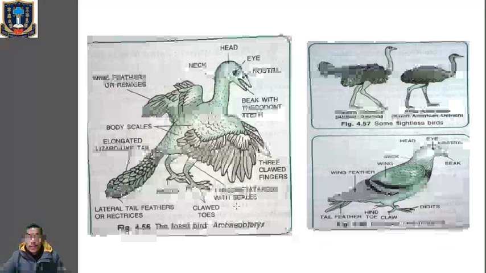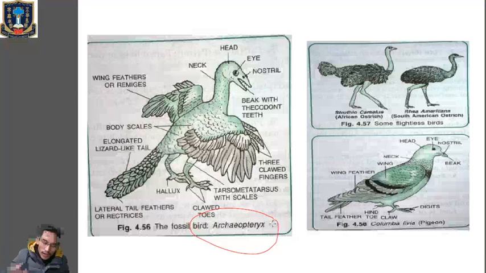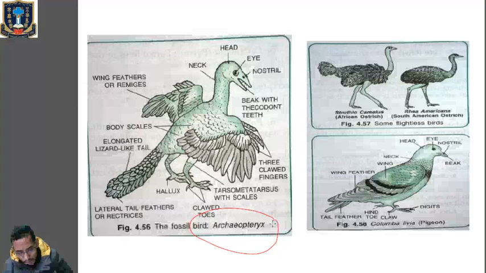Let's see the example. The first one you can see over here is Archaeopteryx. Now, what is the significance of Archaeopteryx? This is very important. Archaeopteryx is a fossil bird. Remember one more time, I'm saying that this Archaeopteryx is a fossil bird. Mainly its fossils were obtained in the Jurassic period in the year 1861.